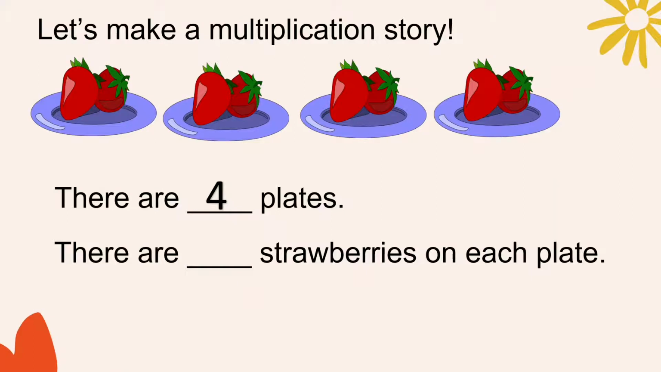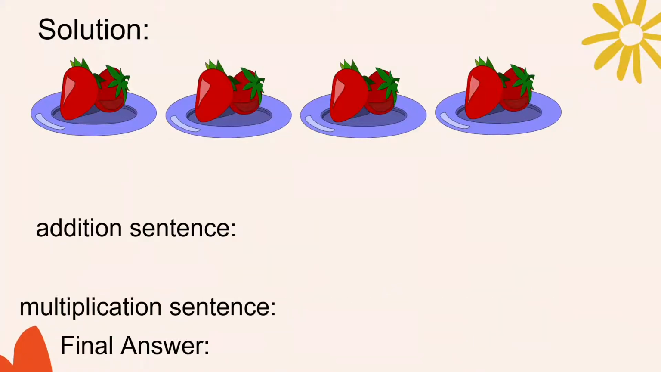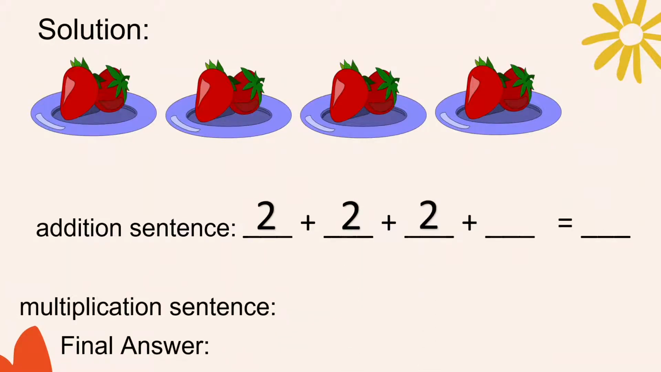There are blank strawberries on each plate. What's the missing? How many? Right, there are 2 strawberries on each plate. And create a question. Alright, how many strawberries are there altogether? Okay, let's show the solution. Addition sentence will be 2 plus 2 plus 2 plus 2 equals 8. Very good.